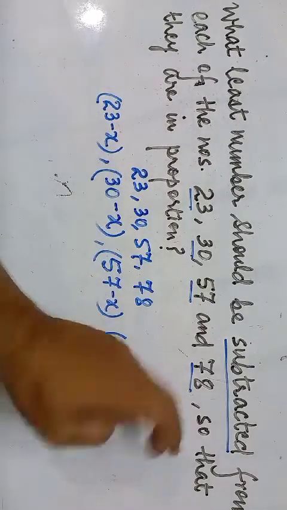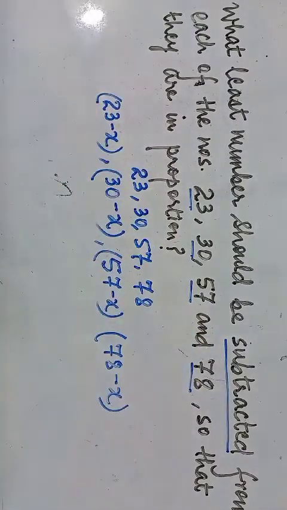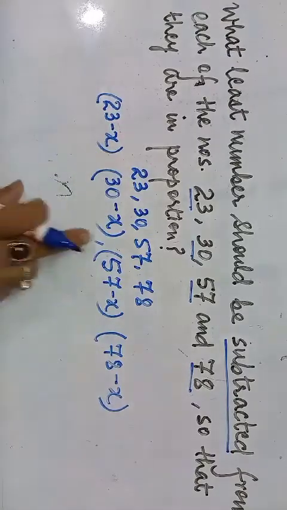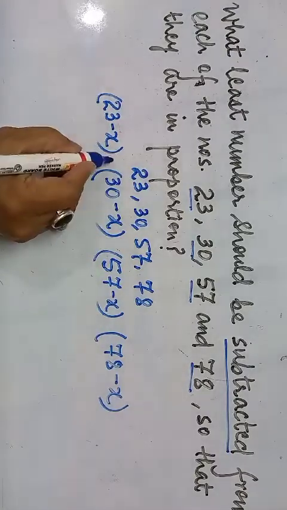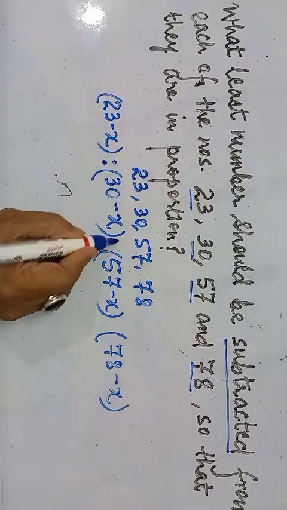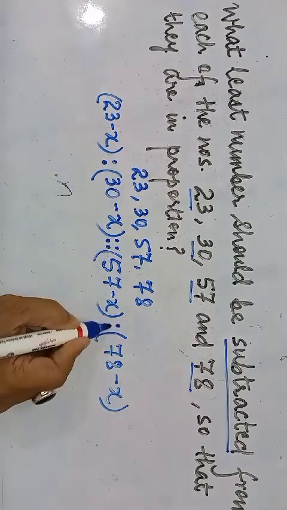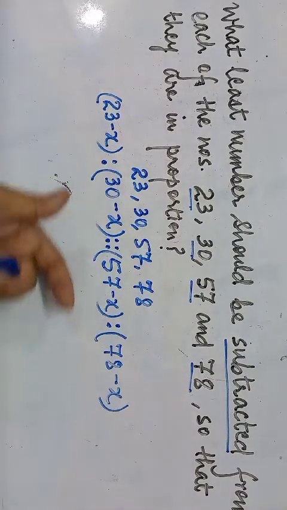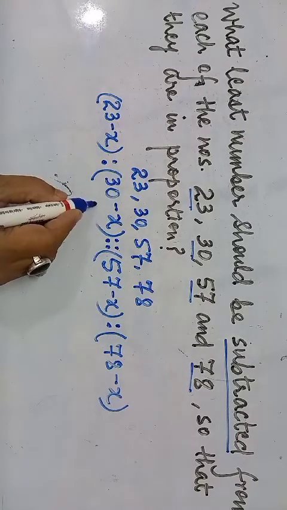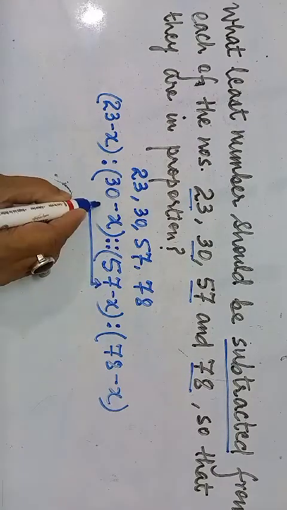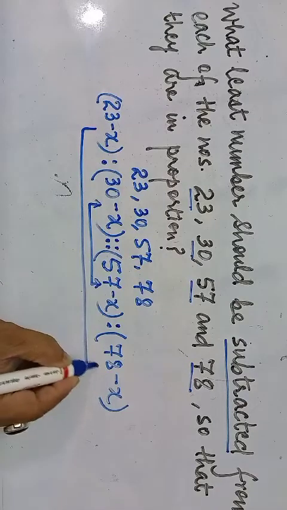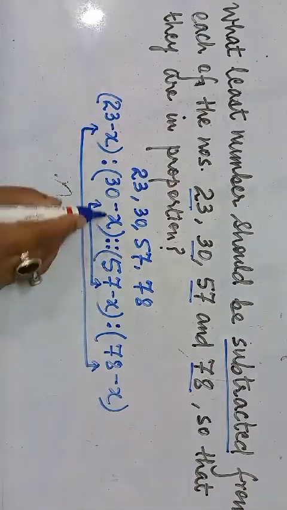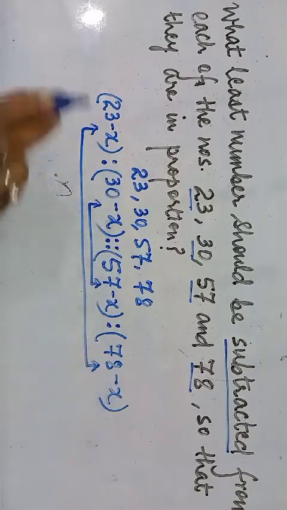Now the question is saying that after subtraction they have gone in proportion, they have become one ratio is to another ratio, or they are in proportion. So I will remove these commas from here and I will simply use the proportionality sign. Essentially this is what the question is saying, that after subtraction this ratio and this ratio become equal. Again, if that is the case, then these two become the means and these two become the extremes, and the product of the means should be equal to the product of the extremes.